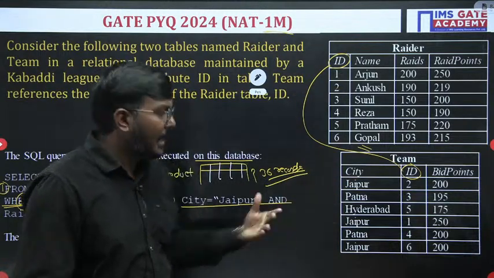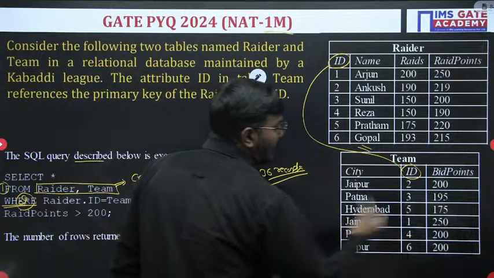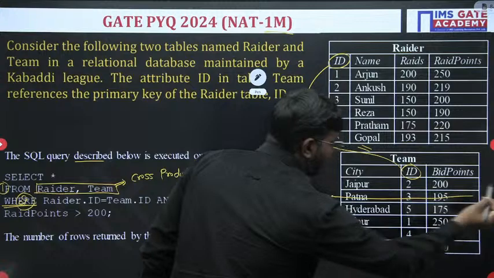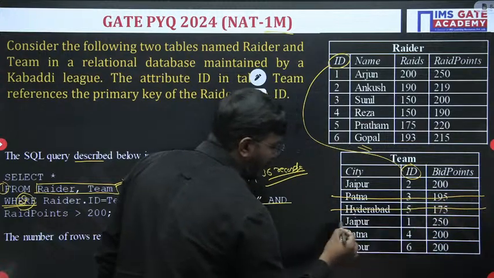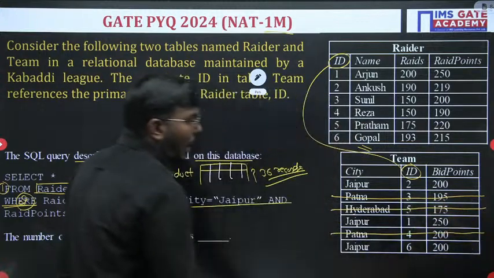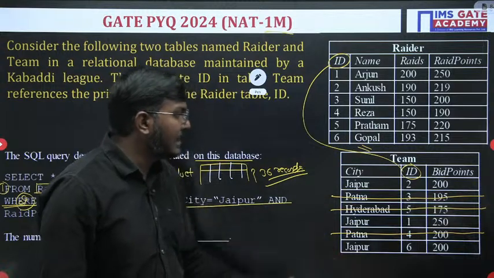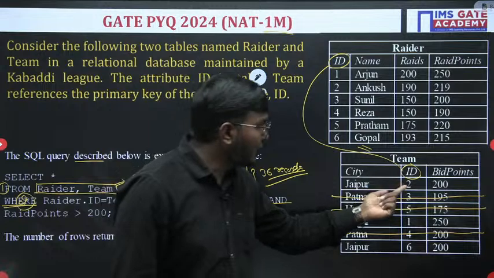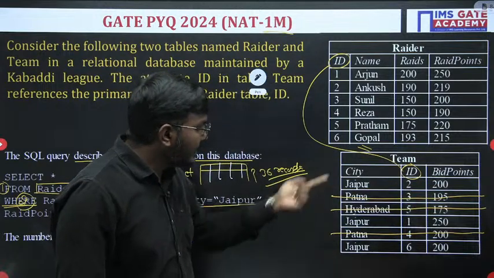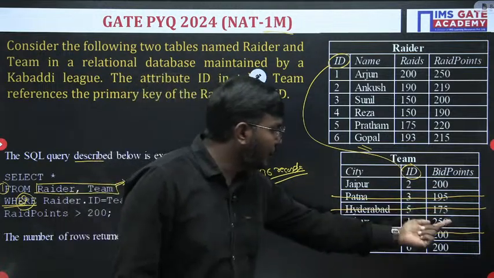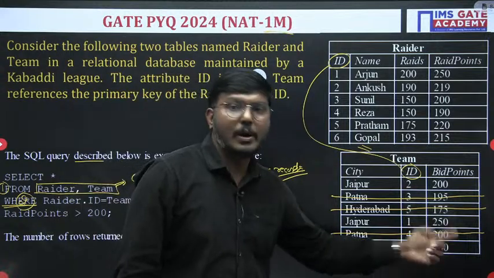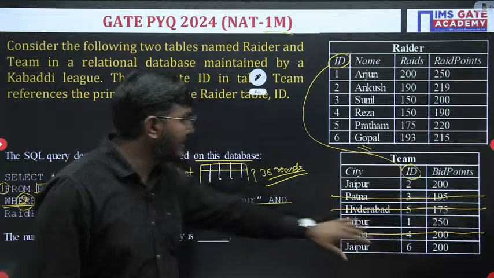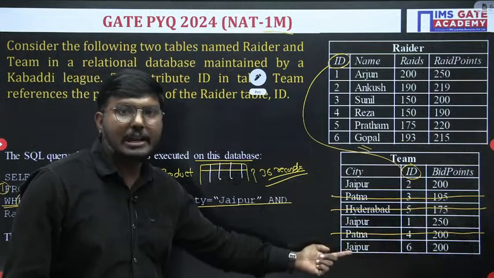Getting my point? It means I simply remove all the records with city not equal to Jaipur. Remove Patna, remove Hyderabad, remove Patna. What is left has city equal to Jaipur only. How many records? 3 records: Jaipur 1 200, Jaipur 1 250, and Jaipur 6 200. Understood? In the team table, if I remove all the records where city is not Jaipur, we are left with 3 records.